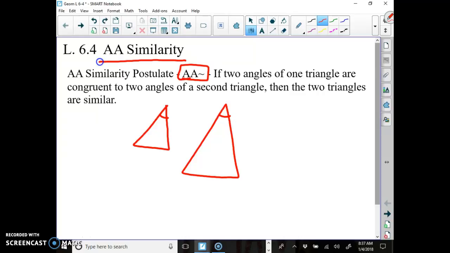So if these two angles are congruent, these two angles are congruent, you know the third angles are congruent. And then remember that the sides or the shape of a triangle is so rigid that these can only be this shape. The sides will be in equal ratios. So it's a postulate, it's not something we can prove, but they have never found a counterexample.